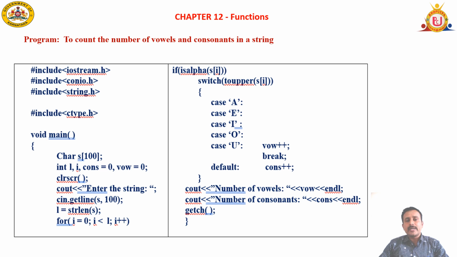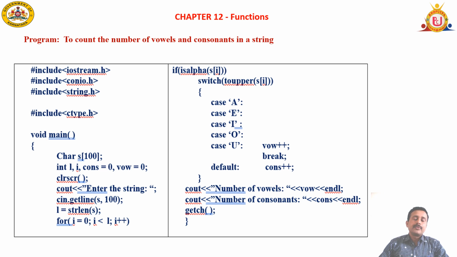Initial value of consonants is 0. Initial value of vowels is 0. So instead of typing consonant, that many characters, I have given cons for consonants and vow for vowels. Clears the screen. Cout, enter a string. As usual, the getline function accepts a string from the user with the maximum size of 100 characters. strlen of s, so now this counts the length of the given string.